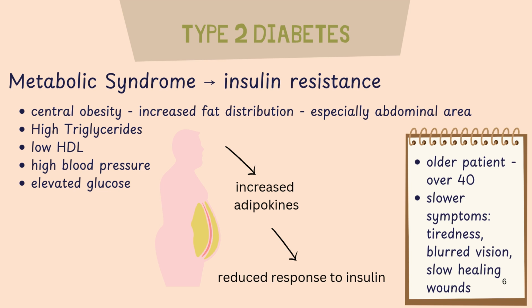They become resistant to the message. Why does this happen? The main cause of insulin resistance is actually metabolic syndrome. And metabolic syndrome is made up of obesity, usually central abdominal obesity, high triglycerides, low HDL, which is low good cholesterol, high blood pressure, and elevated fasting glucose.